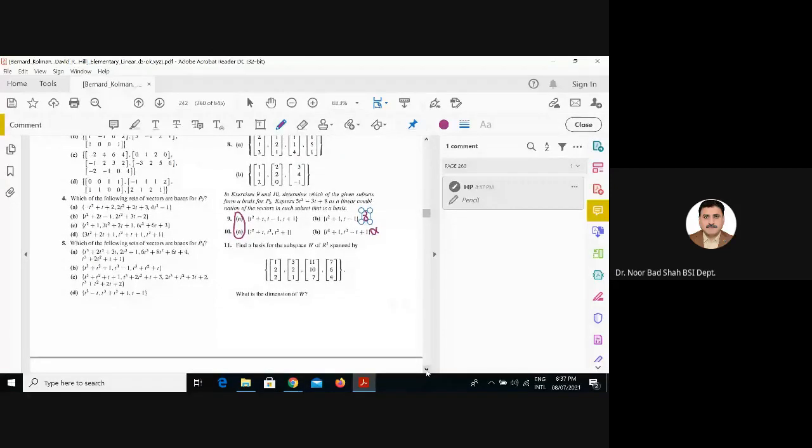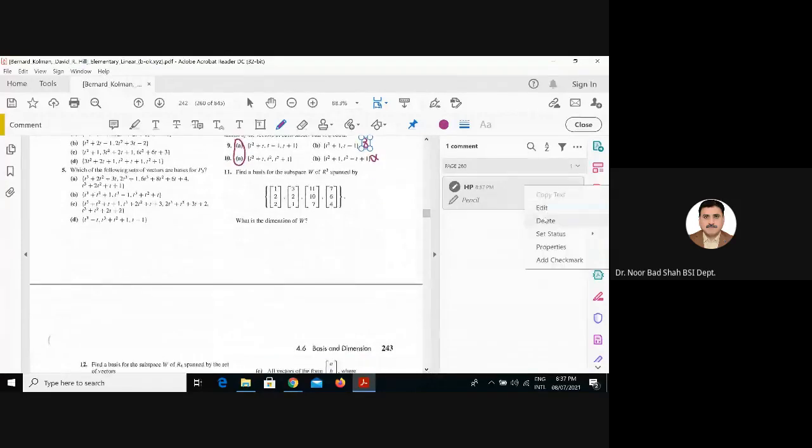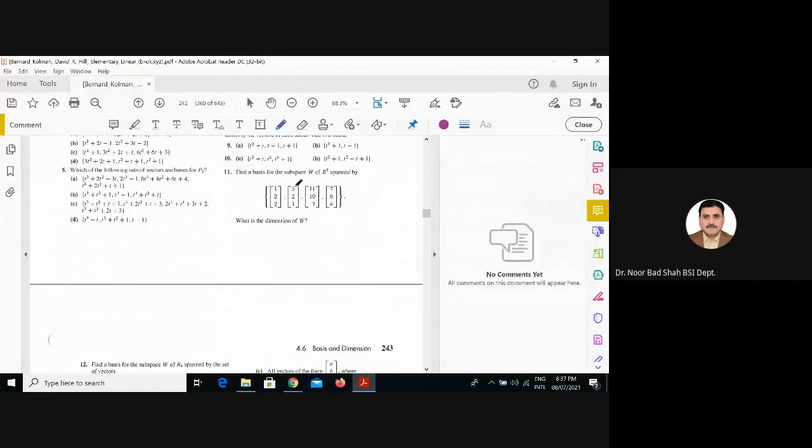Okay, question number 11. That's a different question now. It says find the basis for the subspace W of R3 spanned by the following vectors. So what would you do? I hope you remember that.